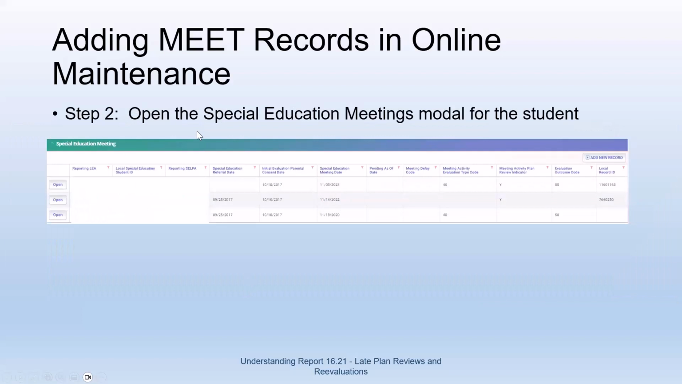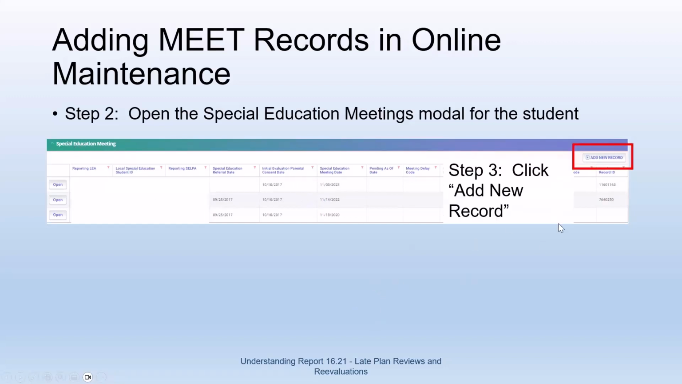So next is to open the special education meetings modal. What you're going to see when you search for that student is all of the associated information and containers containing information for that student. You're going to look for the container that's labeled special education meeting, and you're going to click the little caret that's right next to the words special education meeting. And then you want to add a new record. So you're going to click add new record right there.